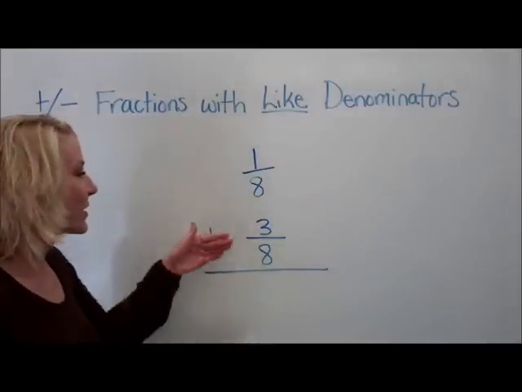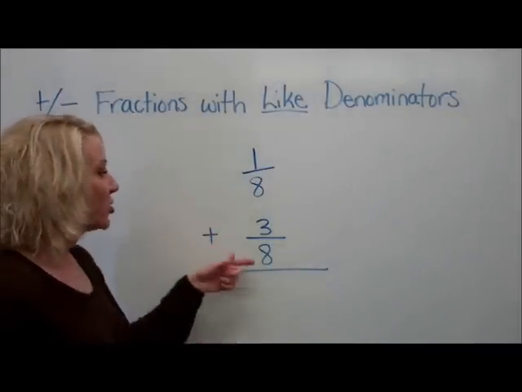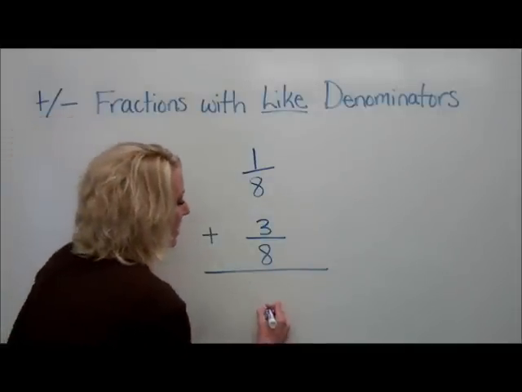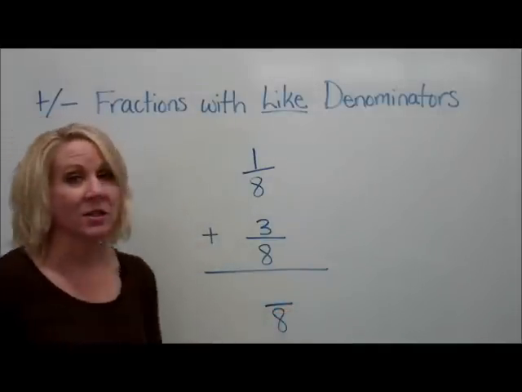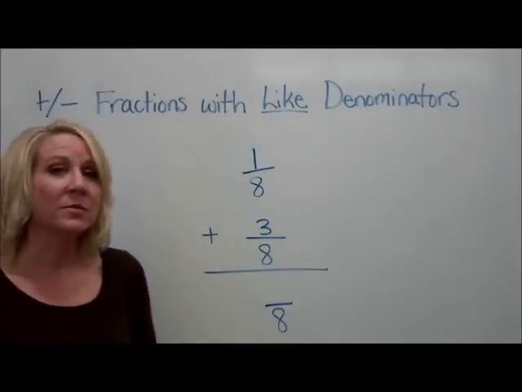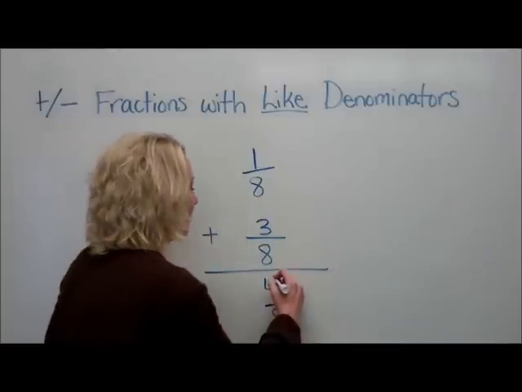So here we have two fractions with a common denominator, a like denominator. These two fractions share the denominator of 8. So we automatically know that our answer is also going to have a denominator of 8. Again, what we do here is this is an addition problem, so we simply add the numerators. 1 plus 3 is 4.